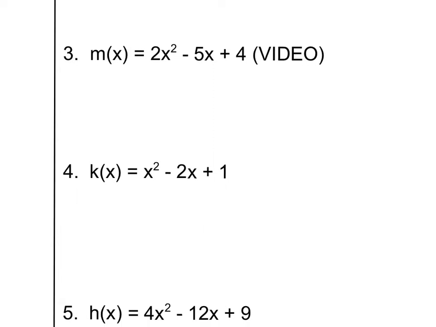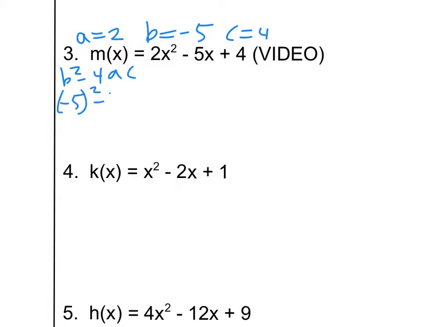For number 3, we're doing the same thing. We've got a equals 2, b equals negative 5, and c equals 4. And b squared minus 4ac for the discriminant part, and we've got negative 5 squared minus 4 times 2 times 4. So 25, and that's going to be minus 4 times 4 is 16, times 2 is 32, minus 32. That should be negative 7. Now, since that's less than 0, we expect no real zeros. In other words, they're all going to be imaginary.